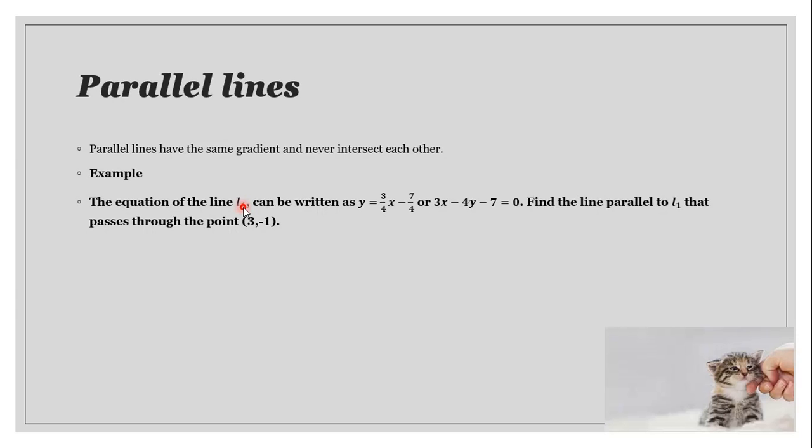Parallel lines. So this slide is going to go over some of the rules of parallel lines. They always have the same gradient and they never intersect each other. Here's an example. The equation of L1 can be written as y equals 3/4 x minus 7 over 4, which is the same as 3x minus 4y minus 7 equals 0. Find the line parallel to L1 that passes through the point (3, minus 1). So, because they are going to be parallel, they're going to have the same gradient.